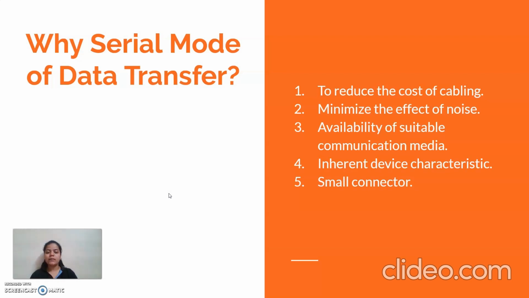Third reason is availability of suitable communication media. We have a number of serial communication media commonly used in our day-to-day life, for example, telephone line, microwave uplink, and satellite link, which are all serial in nature, where data transfer takes place bit by bit rather than byte by byte. So, to make use of this communication media, we have to go to the serial mode of data transfer.